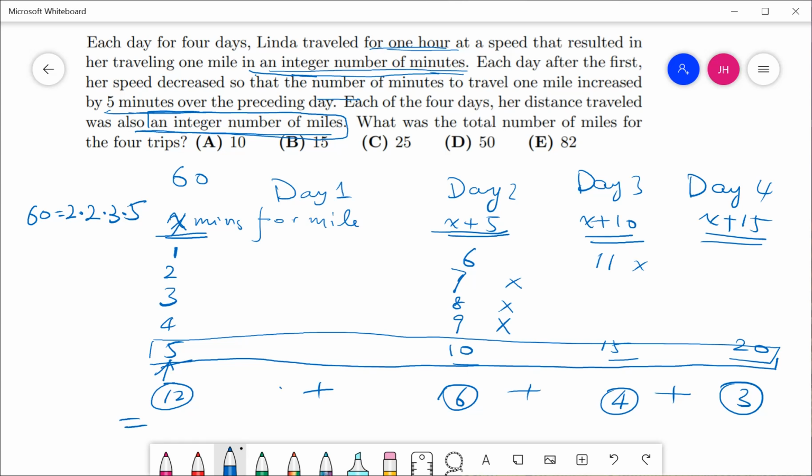So that'll be, let's see how to do that. So these two give a 10. Plus that is 22, then plus this, that gives 25. So she traveled a total of 25 miles for the 4 trips. So the bottom line is this problem is a divisibility problem. That means how to find a good factor for 60. You have to read this problem carefully so that you can build a proper math model for it.